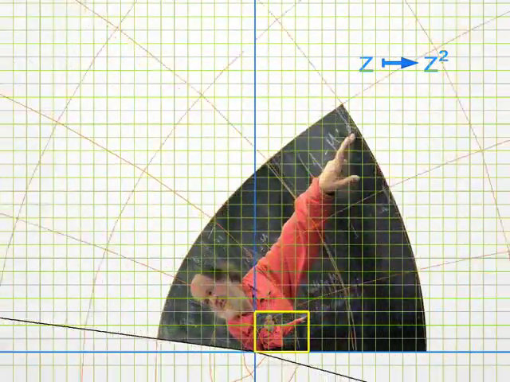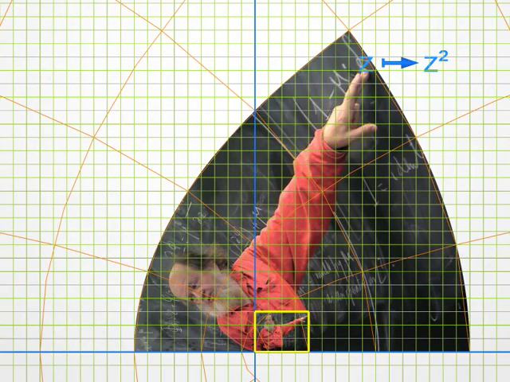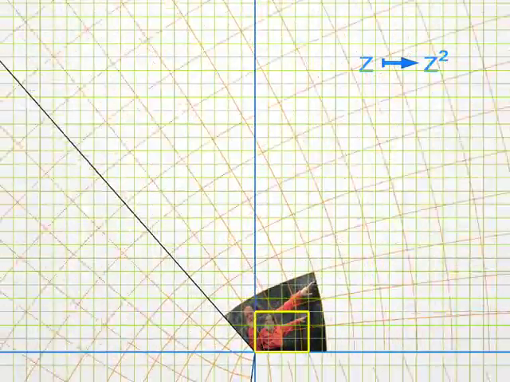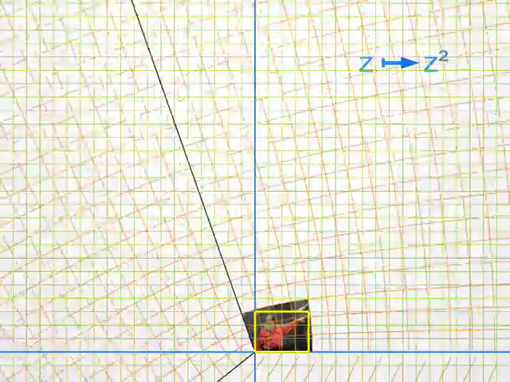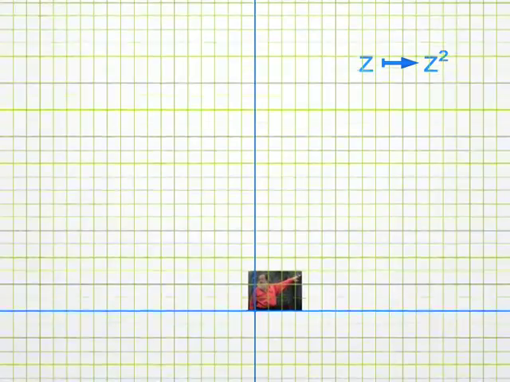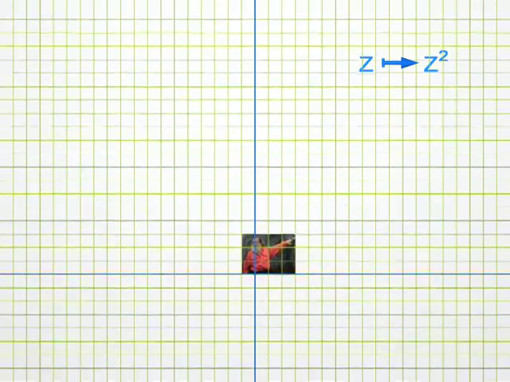Notice that the argument of z squared is twice the argument of z, so that the right angle on the lower left of the photo is doubled under the transformation. It has turned into a 180-degree angle. Let me place the photo somewhere else and let's look again at the same transformation, z squared. You will notice again the same argument doubling.